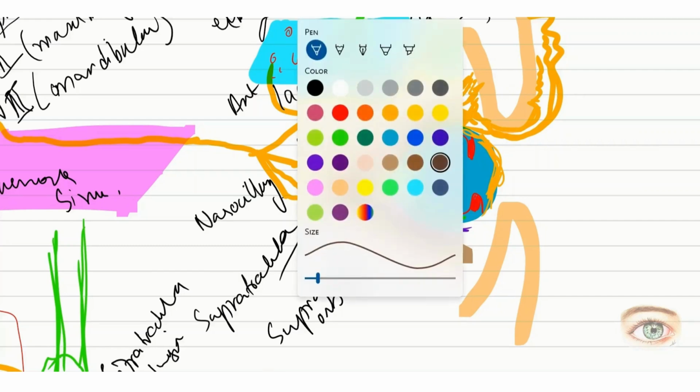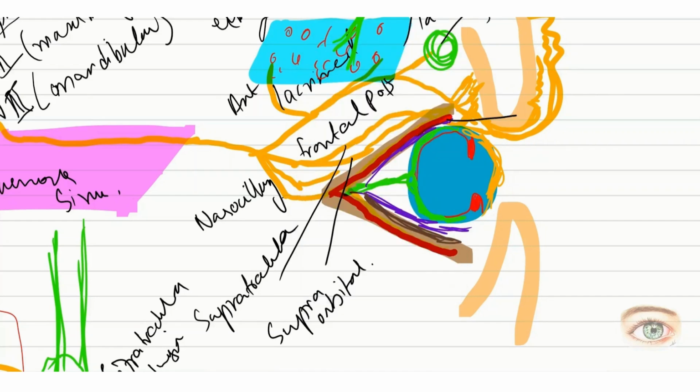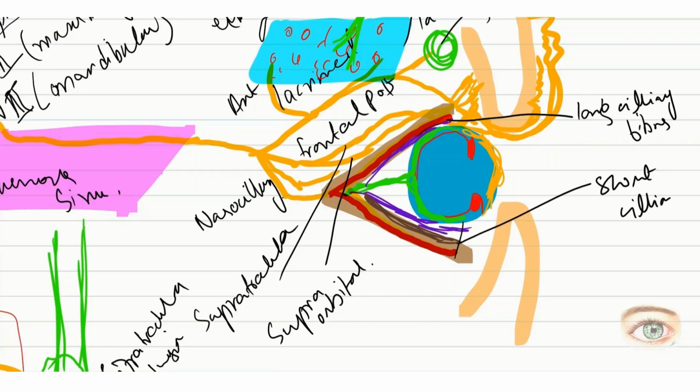So, these fibers are called long ciliary fibers, and these fibers are called short ciliary fibers. Only the trigeminal nasociliary nerves, right? I'm not counting the sympathetic and parasympathetic fibers. Only the trigeminal nerve branches which are traveling with the sympathetic fibers are called the long ciliary fibers, and those traveling with the sympathetic and parasympathetic are called the short ciliary fibers.